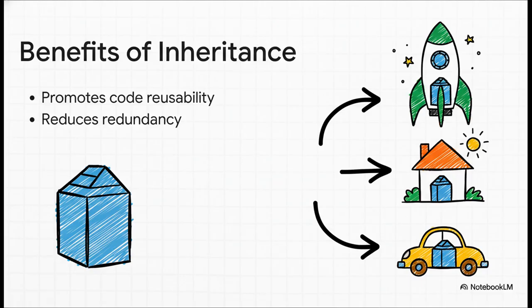So what's the bottom line here? It is all about code reusability. You write the common code one time in that base class, and then you just reuse it everywhere you need it. This cuts down on so much repetitive code and makes development way, way faster.